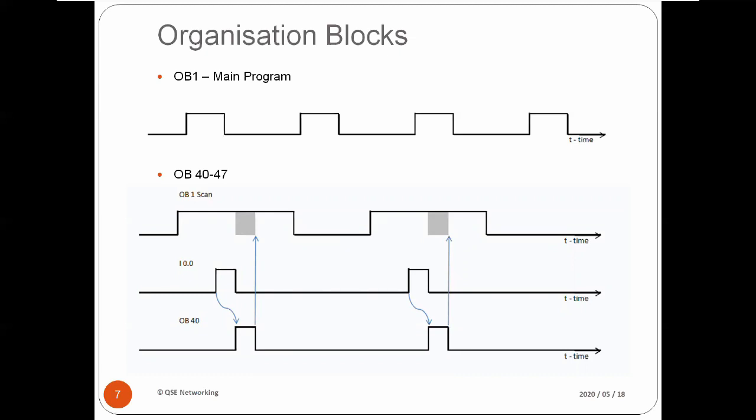So one must be very careful how you manage what you do in OB40. It mustn't be a massive program. It must be very quick in and out, so that you don't cause scan time errors and you don't cause other inputs and outputs to lose control. Everybody understand so far?